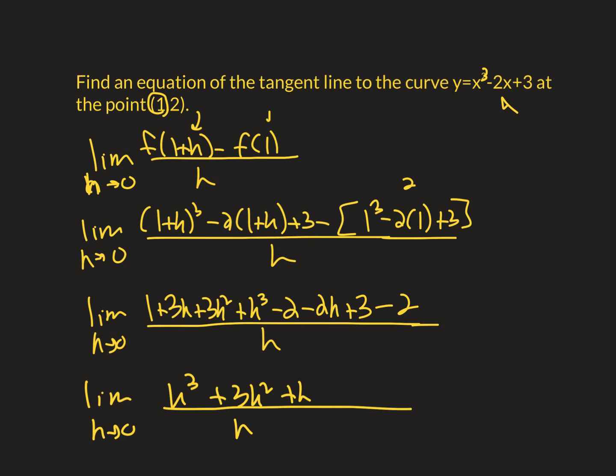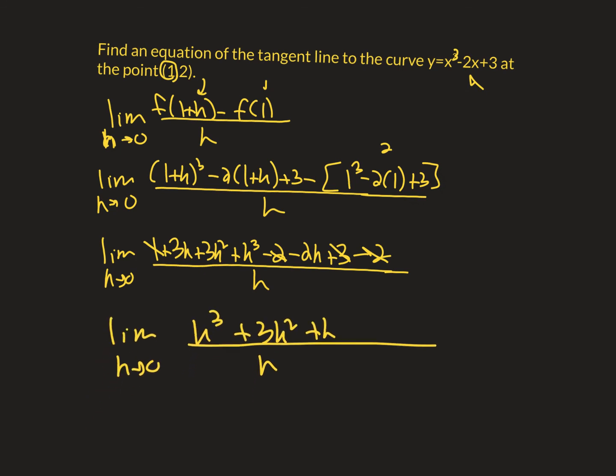Because what I noticed on the top is I had a 1 and a 3. That's 4. And a negative 2 and negative 2. So they're gone. And the rest of it I just combined. Now the next thing I notice is I got a bunch of h's everywhere, and it's a fraction. So I'm going to cancel all my h's. I'm going to divide the h on the bottom into the top, and that will give me h squared plus 3h plus 1. All right, now, that's a polynomial. Because it's a polynomial, you can use direct substitution, plug in 0. It just leaves 1. So the slope of that tangent line is 1, which is awesome.